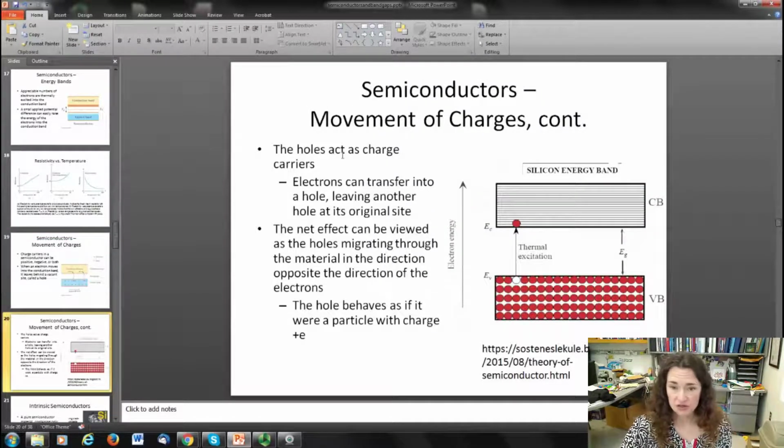So the holes act as charge carriers, and electrons can transfer into a hole, which leaves another hole at the original site. The net effect can be viewed as the holes migrating through the material in the direction opposite the direction of the electrons. So they behave as though they were particles with a charge of plus e, or plus 1.602 times 10 to the minus 19 coulombs.